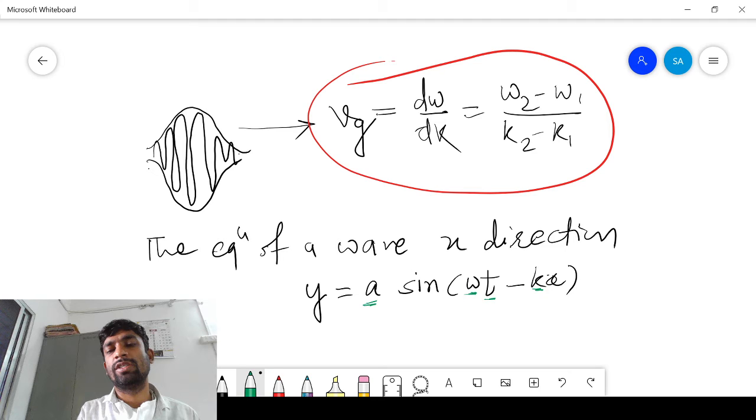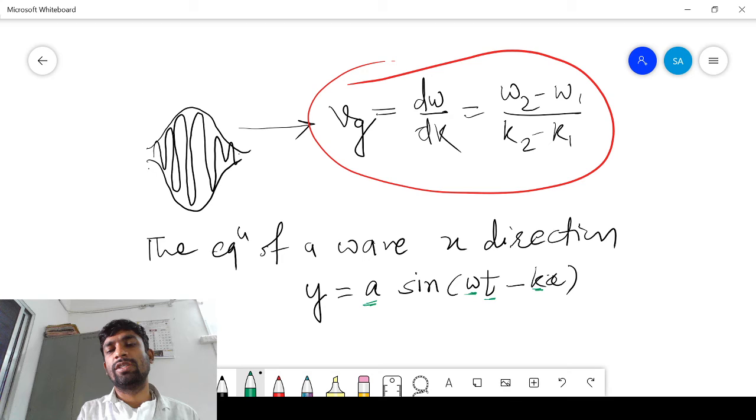Now here, for this wave packet, suppose y1 is the equation of the first wave. What is the equation of the wave? y1 equals a sin(omega1 t minus k1 x). This is your equation number 1, the equation of a wave having displacement y1. Now there is another wave having displacement y2 equals a sin(omega2 t minus k2 x). This is your equation number 2.